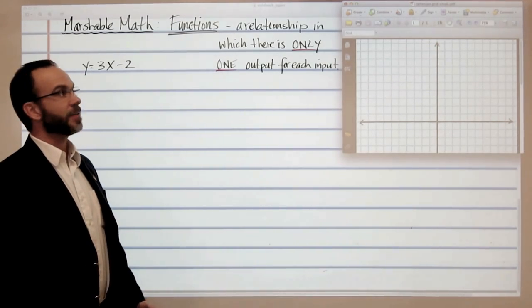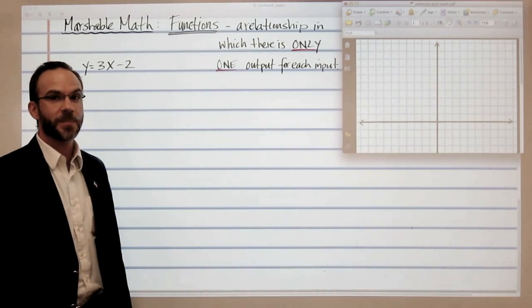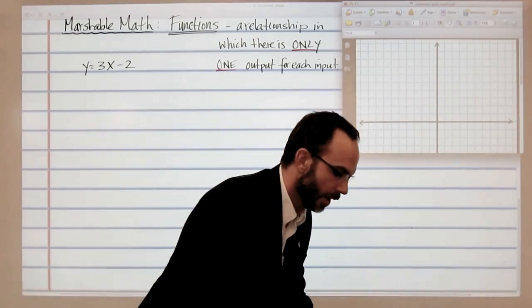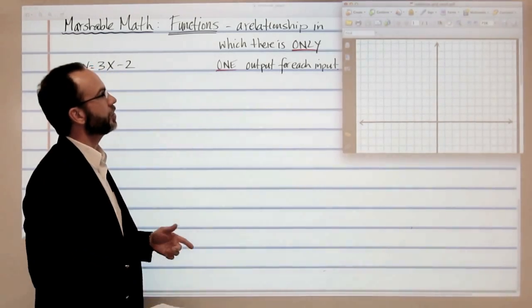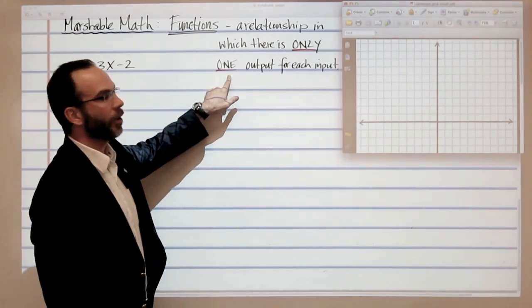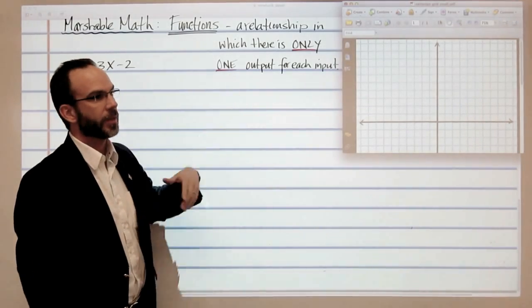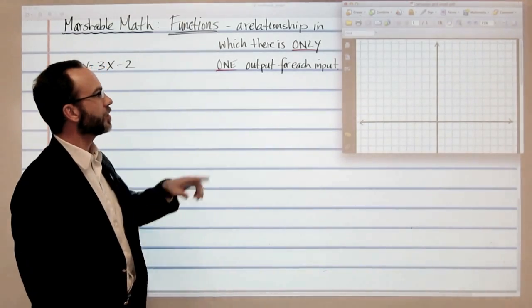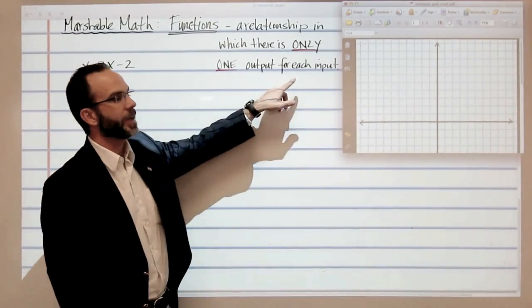Today we're going to be discussing functions, so get yourself a piece of paper and a pencil, maybe a calculator handy, and let's jump right in. Now, a function is a relationship in which there is only one output for each input. It's very specific in the wording, so make sure that you get that right. A relationship in which there is only one output for each input.